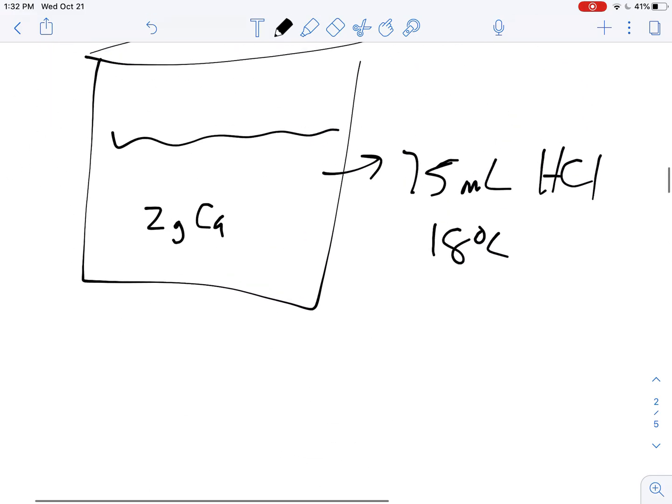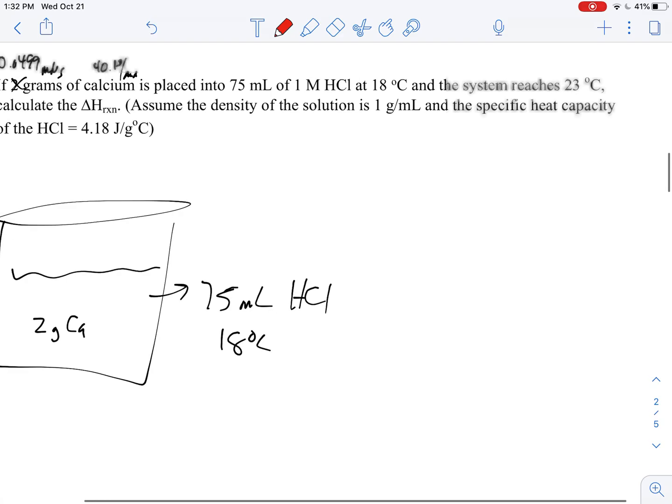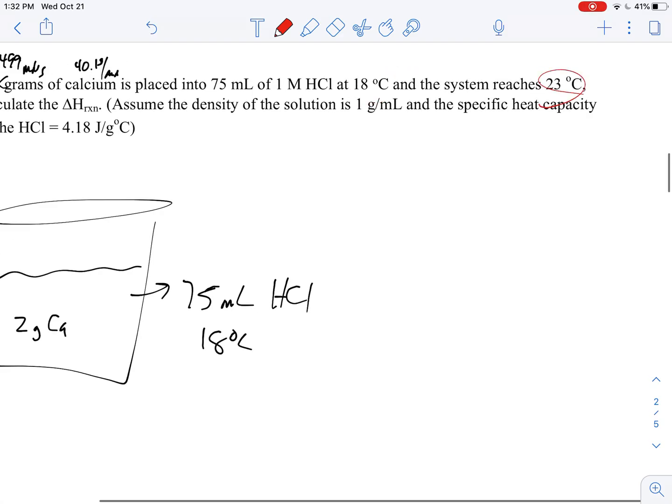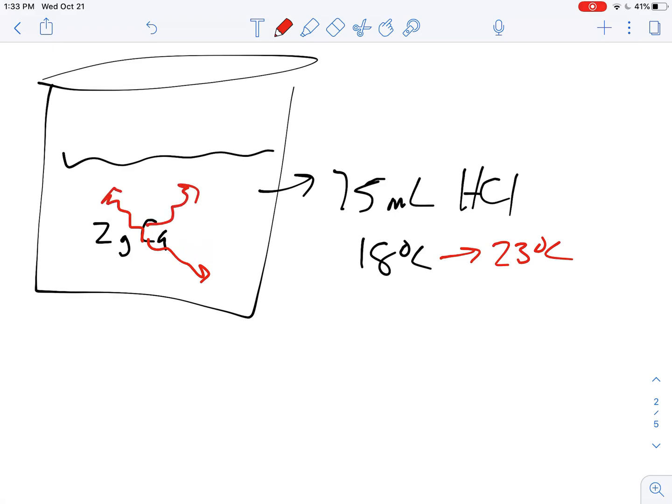Okay? So we're going to take 2 grams of calcium and put it in the hydrochloric acid, and apparently what's going to happen is that it's going to get hot. How do we know that? Because it says it went from 18 to 23. So this thing here got hot. The reaction that was going on gave off heat so that it went from 18 to 23. Did you catch that?